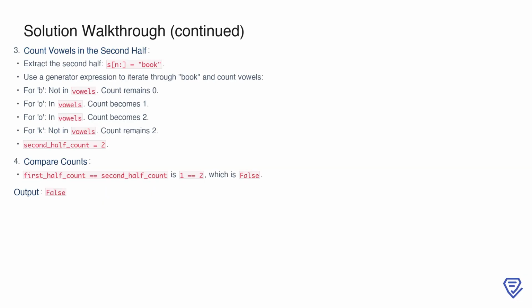Next, we focus on the second half, book. Using the same approach, we iterate through each character. The letter B is not a vowel, so the count remains 0. The first O is a vowel, so the count becomes 1.